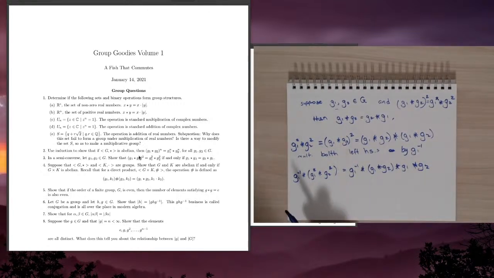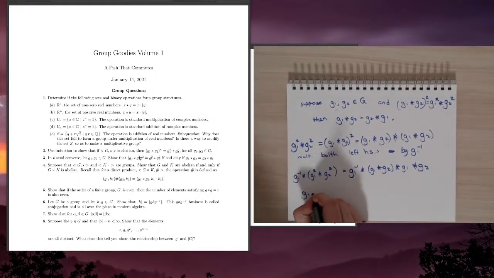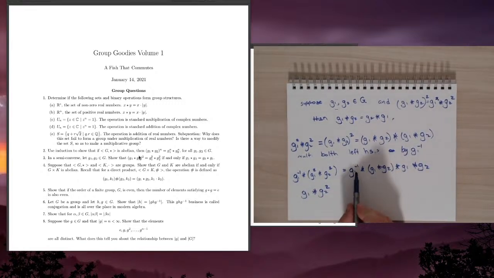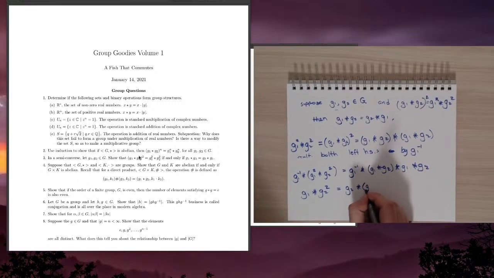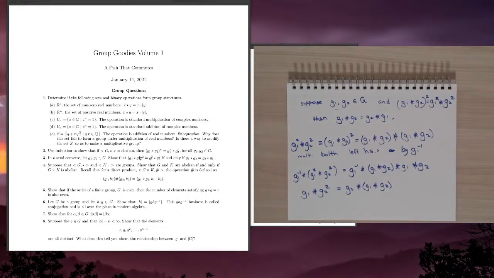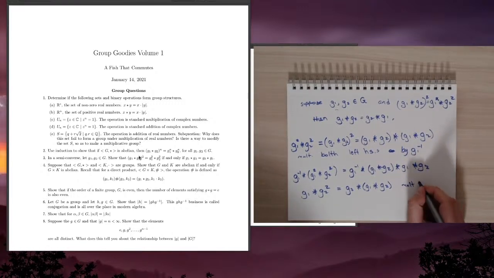But what happens here? Because this is a group, star is associative, so I can reassociate. G1 squared is G1 star G1, so I can cancel one of those out. So I get G1 star G2 squared. And then the same thing here, I reassociate, so those go away. And that's going to be equal to G2 star G1 star G2. And then what do you think we do to finish it up? Multiply both right-hand sides by G2 inverse, right?